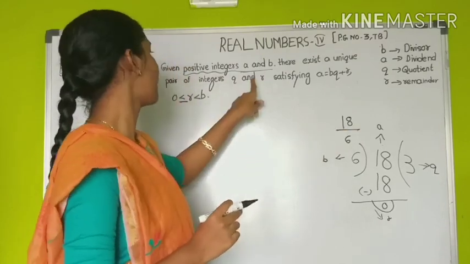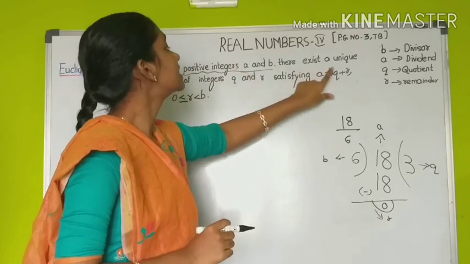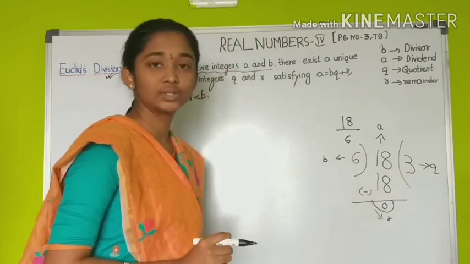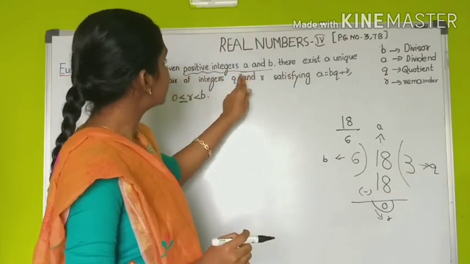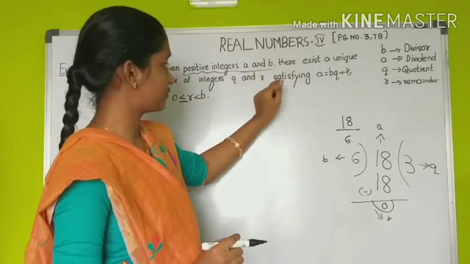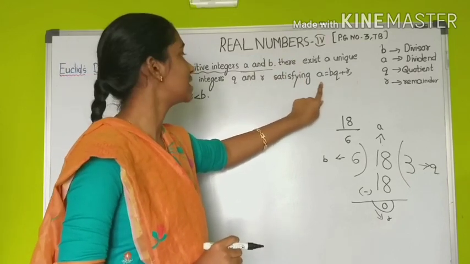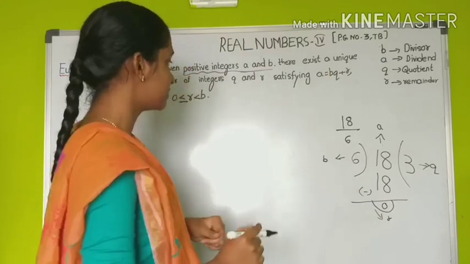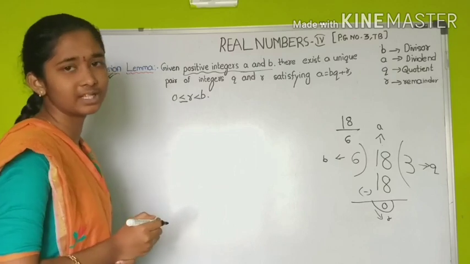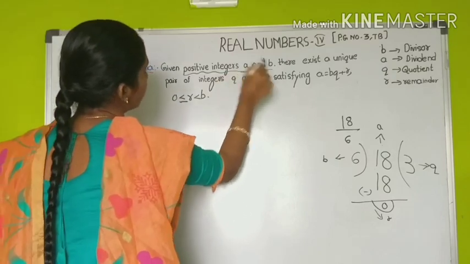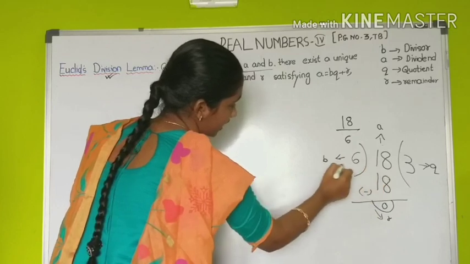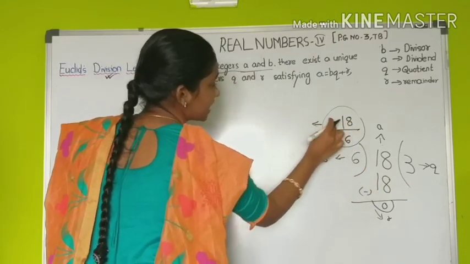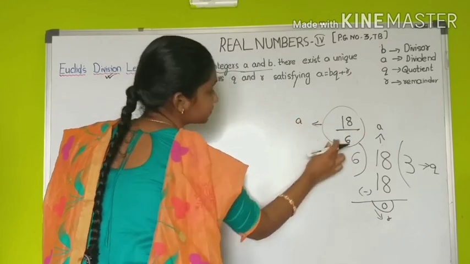But they have given only positive integers, which means a and b can only be positive numbers. So for positive numbers a and b, there exists a unique pair of integers q and r, and q and r are also integers, and these a, b, q and r satisfy the condition a is equal to b into q plus r. When we take the integers a and b, it is written in the form of 18 by 6, which shows that 18 here is a and 6 here is b.